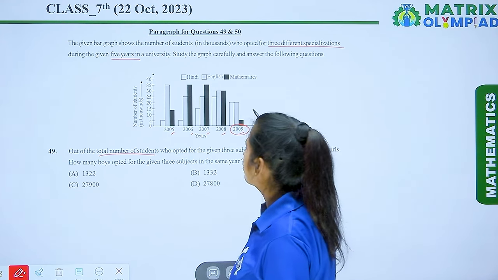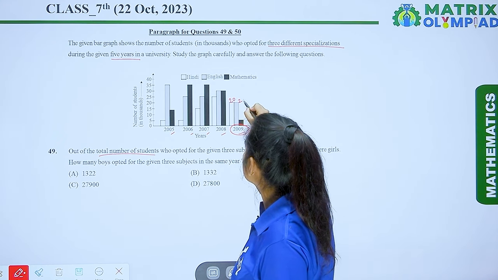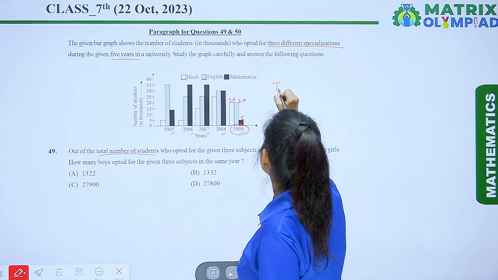So, let's calculate the total number of students in 2009. This is 20, 20 and this is 5. So, total students.